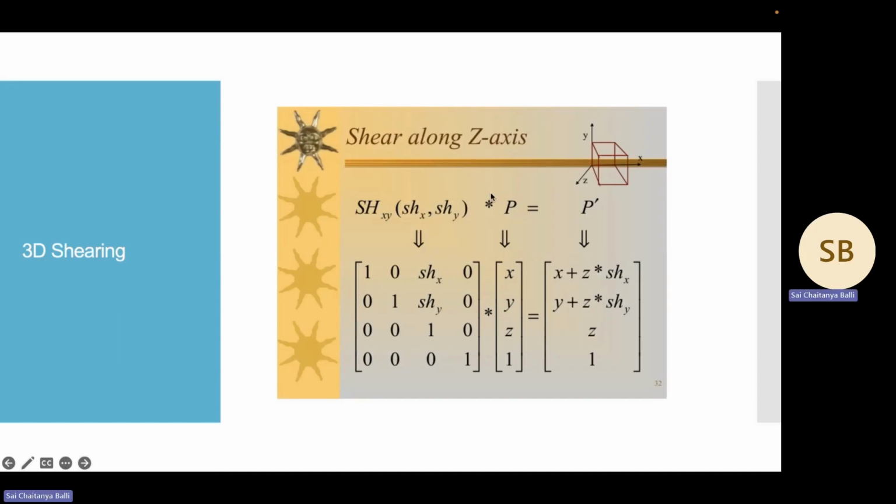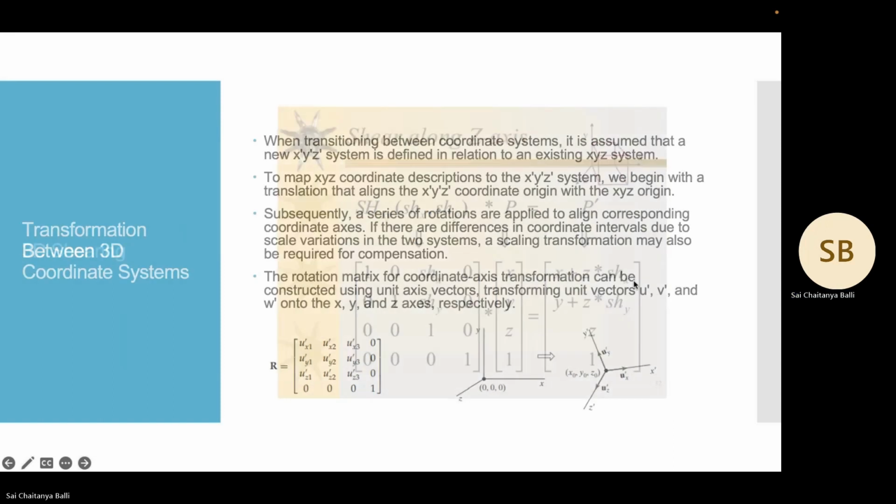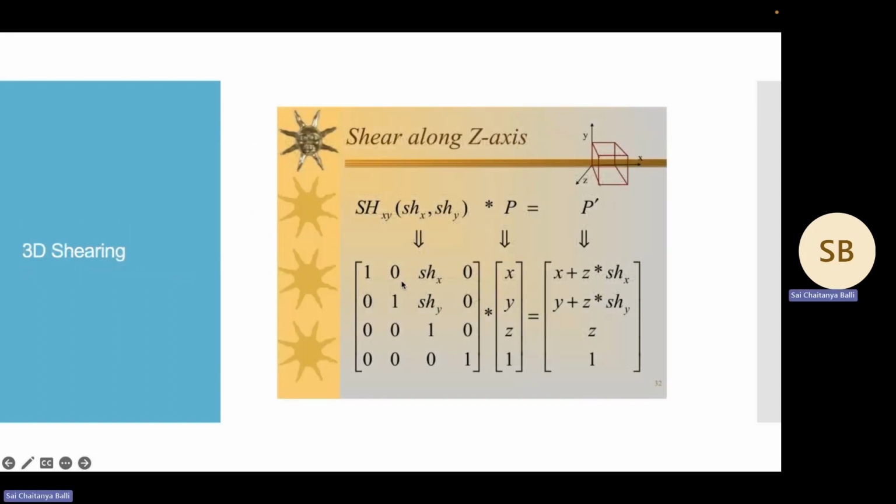and shearing along the z axis, since we are shearing in the 3-dimensional space. So SH of shx comma shy multiplied by P is equal to P dash. Over here P is the original point of the object. These are the original points, and these are the shear matrix points. Once we multiply, we get the final destination point where we need to present the object.